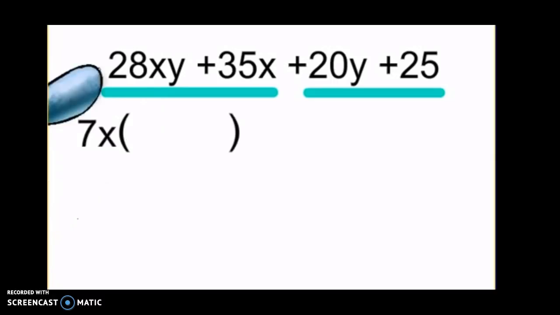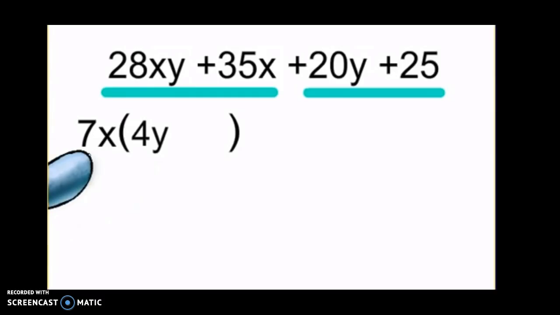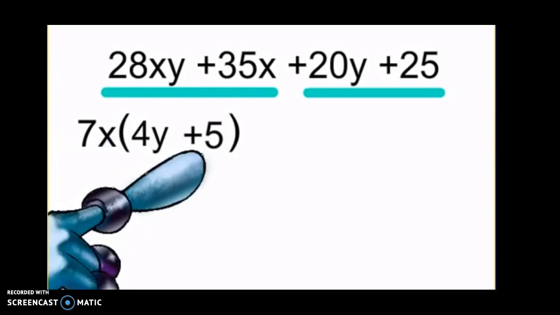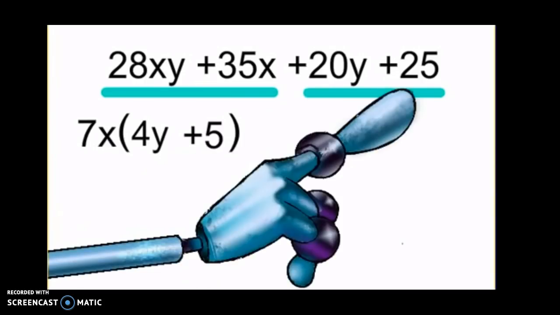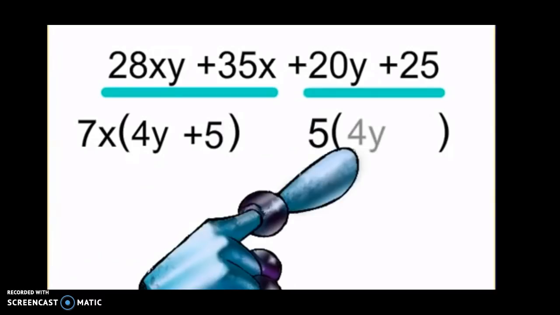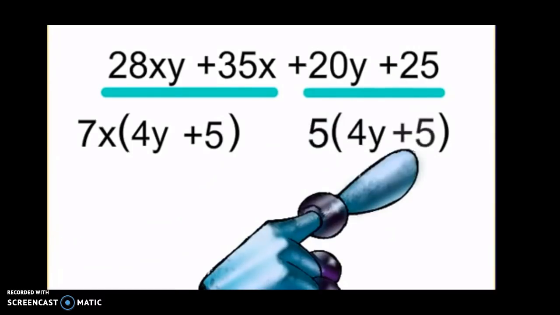7x goes into 28xy 4y times. 7x goes into 35x 5 times. In the remaining group of terms, 20y and positive 25, we can factor out a 5. 5 goes into 20y 4y times. 5 goes into 25 5 times.